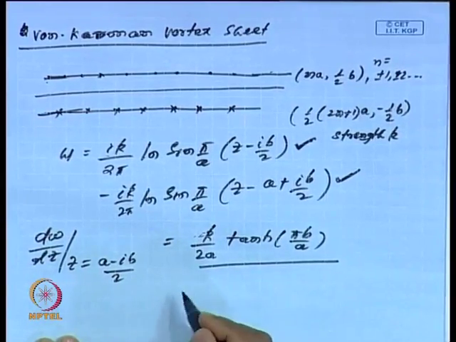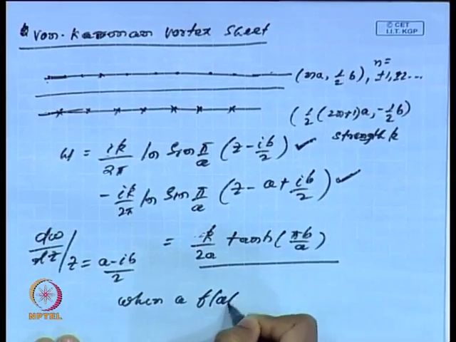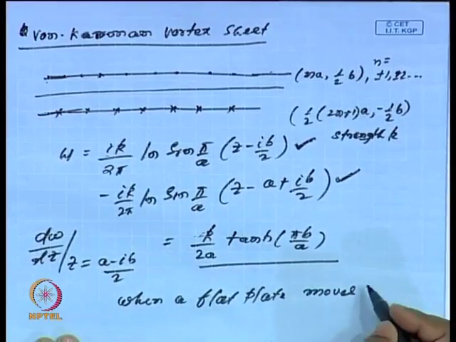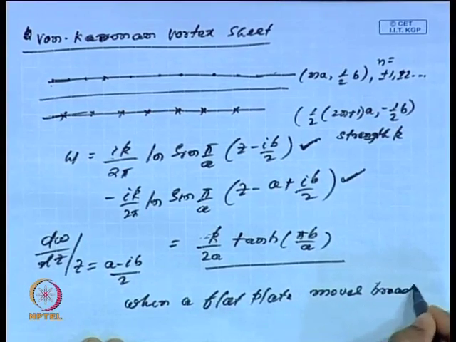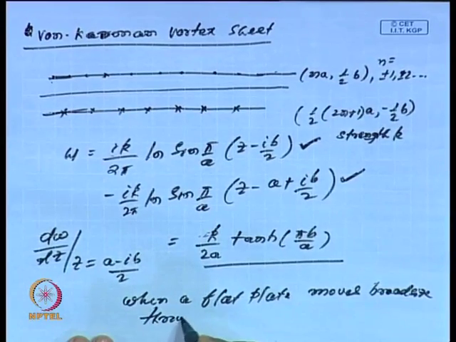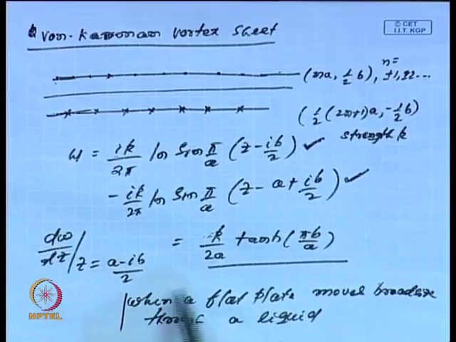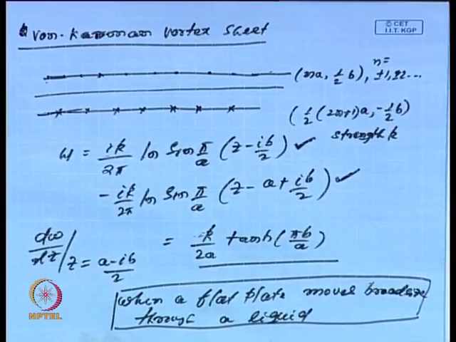realized when a flat plate moves through a liquid broadside. This kind of vortex is realized when a flat plate moves through a liquid, and this is the well known von Karman vortex street.